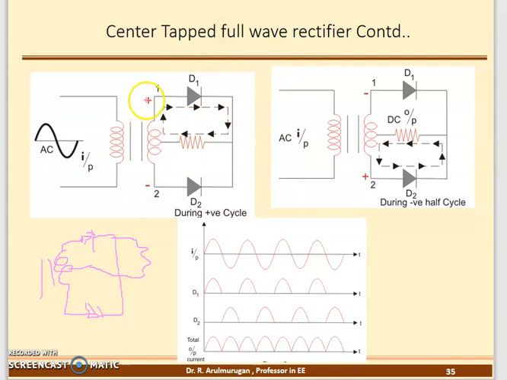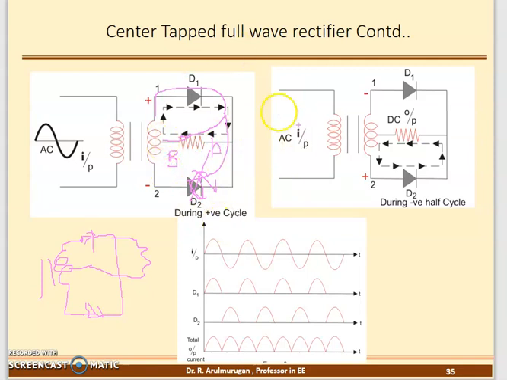Now it will be easy to understand. In mode 1 condition, here is plus with respect to neutral, phase with respect to neutral. The current flows from here to there. There is a possibility to flow here also, but this diode is reverse biased, so it will only flow one way. Here you write A, and here you write B.